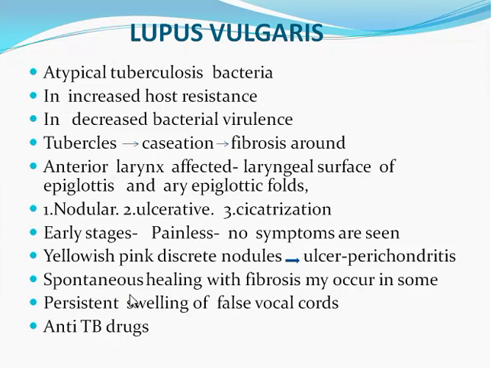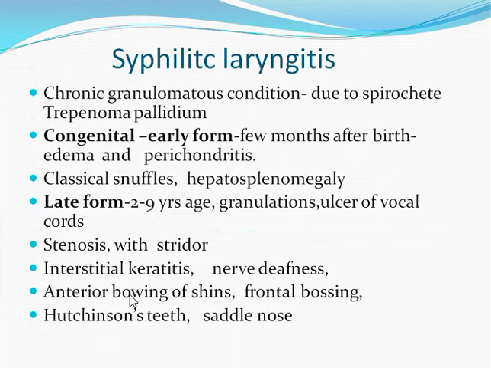As I told you, there are nodular, caseation, ulceration, and fibrosis stages. In the early stages, it is a painless condition. Sometimes there will not be any symptom at all. On examination, you will find yellowish pink discrete nodules. Ulcers are sometimes findings of perichondritis. Spontaneous healing with fibrosis may occur in some areas, which will alter the shape, or sometimes you will see persistent swelling of the false vocal cords, which has to be treated again with anti-tuberculosis drugs.